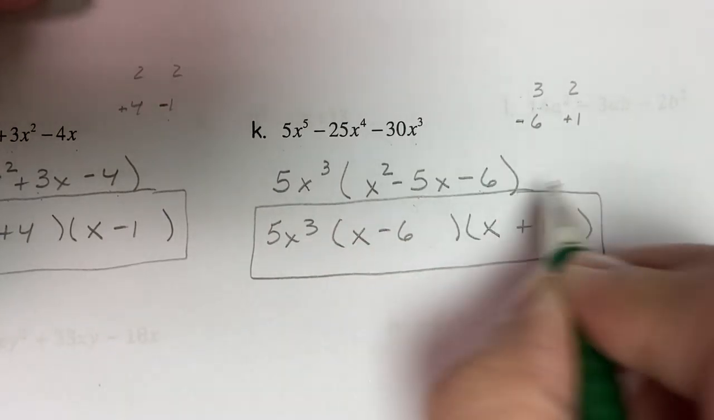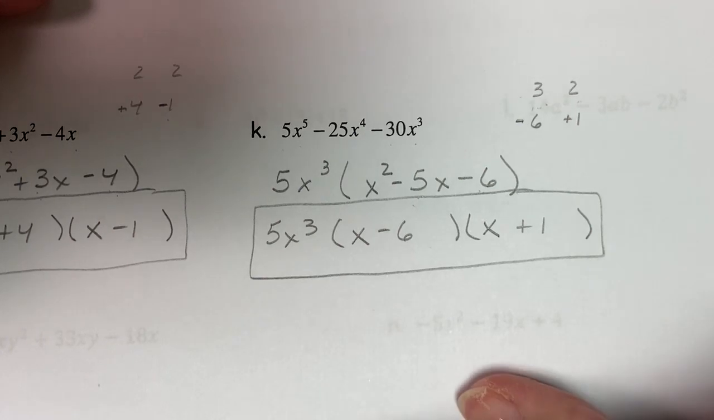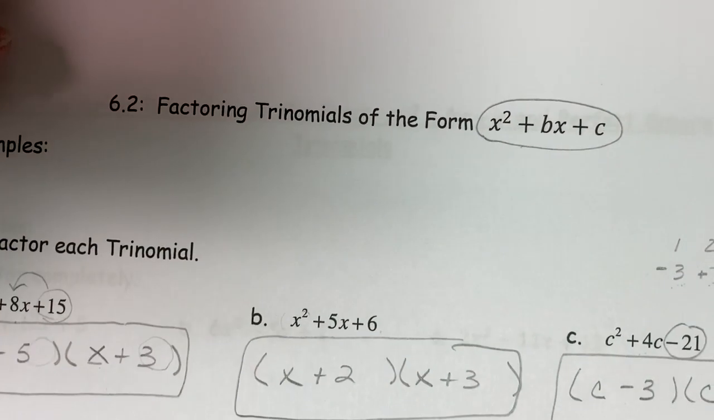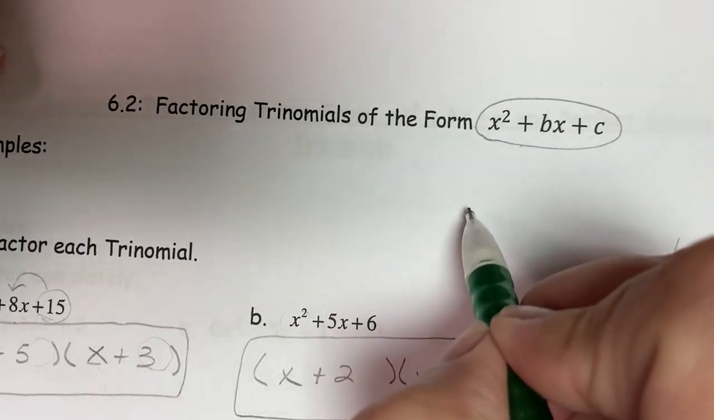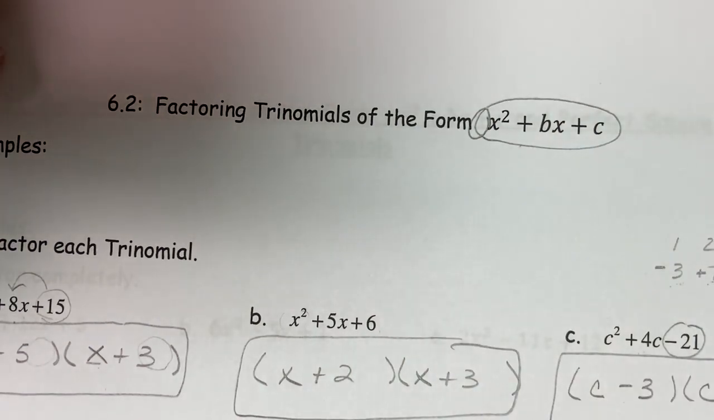And that's how you factor trinomials of the form ax squared plus bx plus c. So what is the key here is all of these, when you took out a greatest common factor, had a coefficient of 1 in front of the x squared. That's what makes it a little bit easier than what we're about to do.